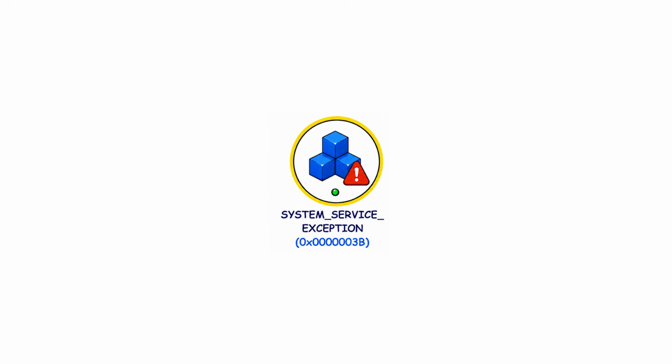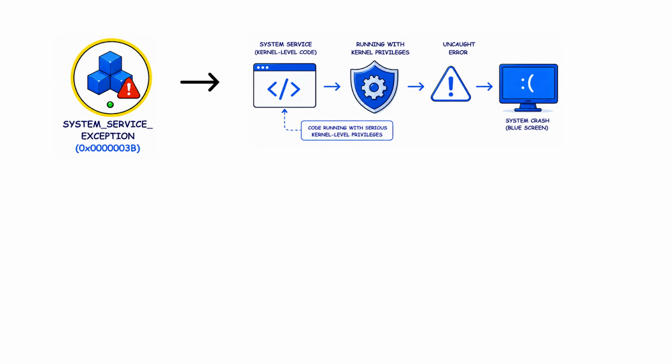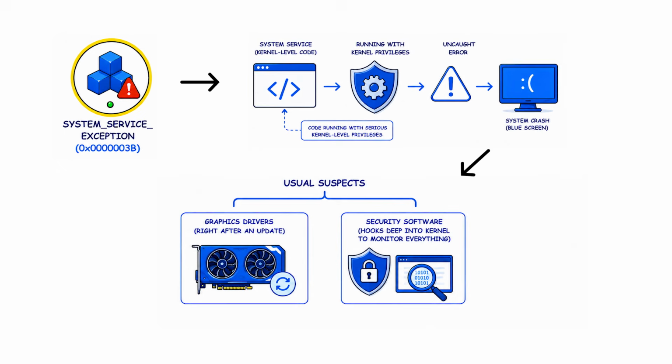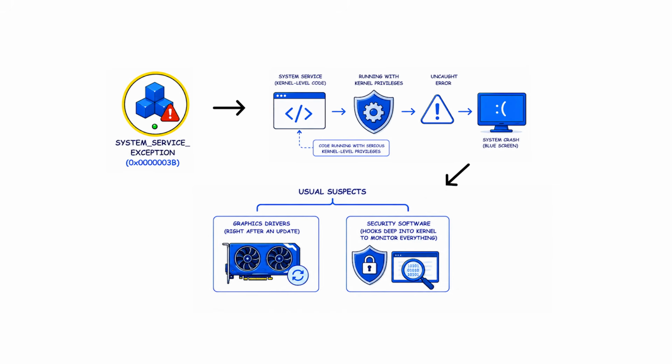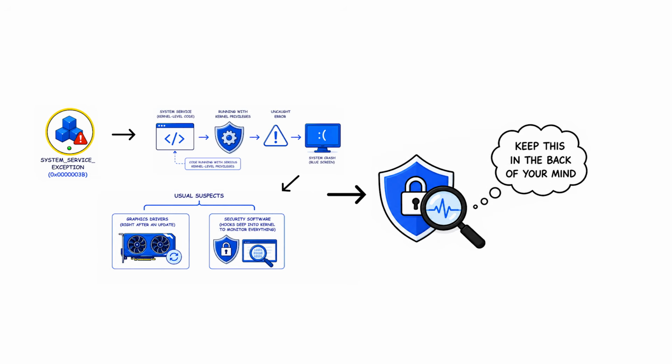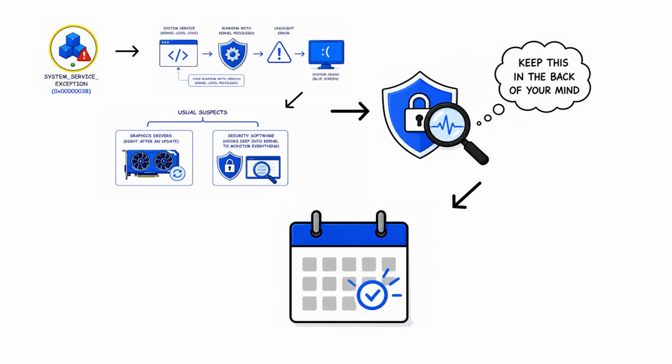This happens when a system service, code running with serious kernel-level privileges, throws an error Windows can't catch. The usual suspects are graphics drivers right after an update, or security software that hooks itself deep into the kernel to monitor everything happening on your PC. Keep that second one in the back of your mind. It's going to come back in a big way by the end of this list.